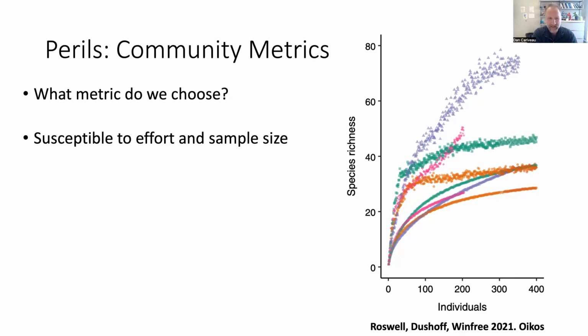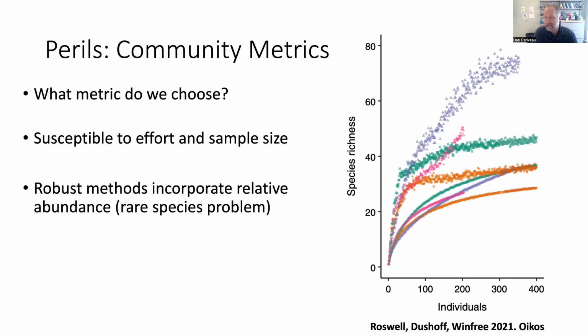So to deal with this, ecologists have used more robust methods of incorporating relative abundance. This is things like Shannon and Simpson's and things like that. But this brings up another problem in the sense that these weight common species more, and we're often concerned about rare species from a conservation perspective.